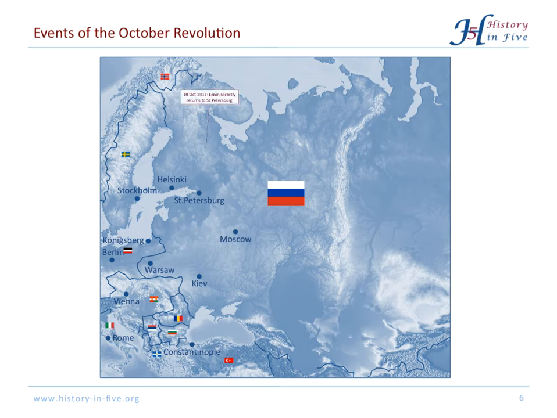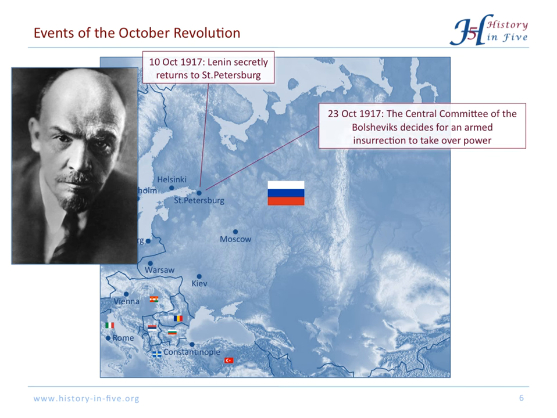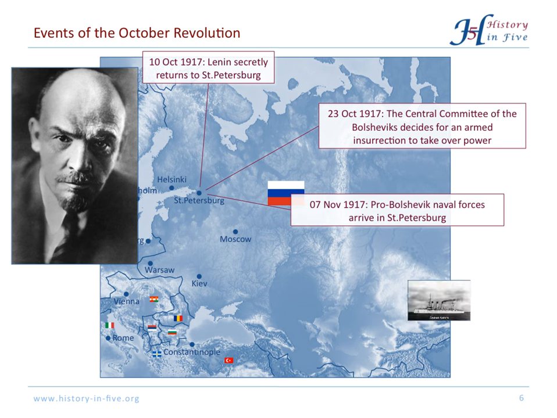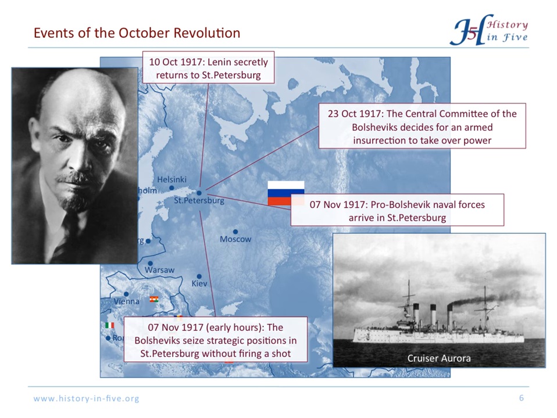Now the events of the October Revolution. Before it actually started, Lenin returned secretly to St. Petersburg. On the 23rd of October, the General Committee of the Bolsheviks decided for an armed insurrection and through this to take over power. What was quite favorable for the Bolsheviks was that naval forces arrived in St. Petersburg and the sailors were sympathetic to the communist cause. Then on the 7th of November, during the early hours, the Bolsheviks seized strategic positions in St. Petersburg, but there was no or near to no fighting going on.